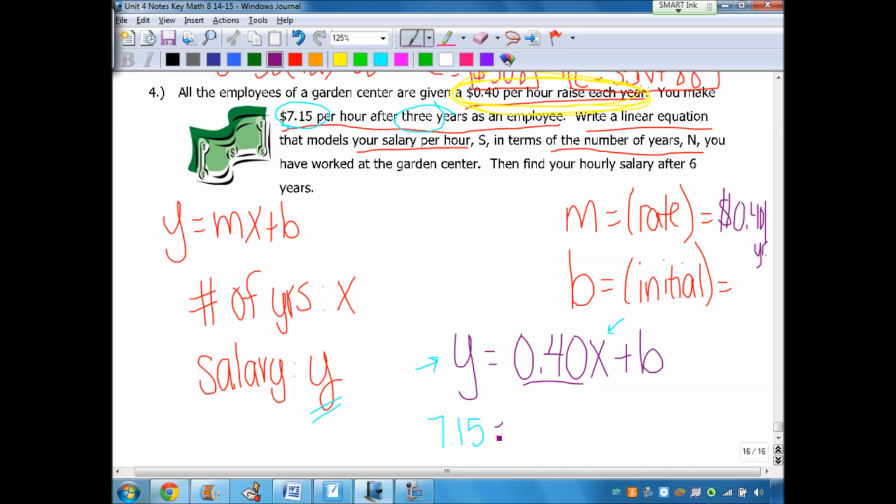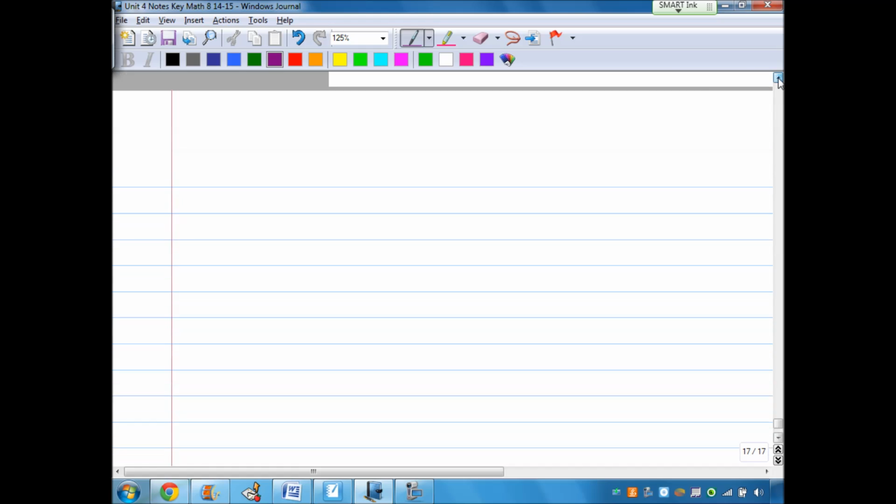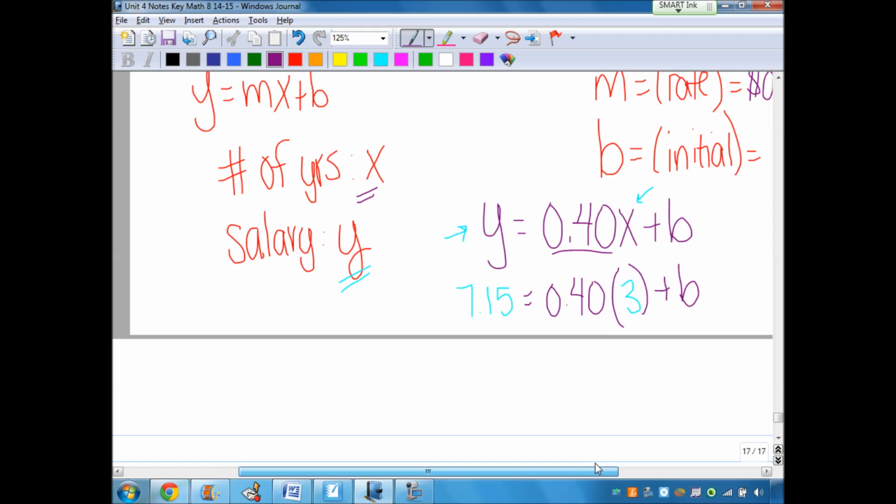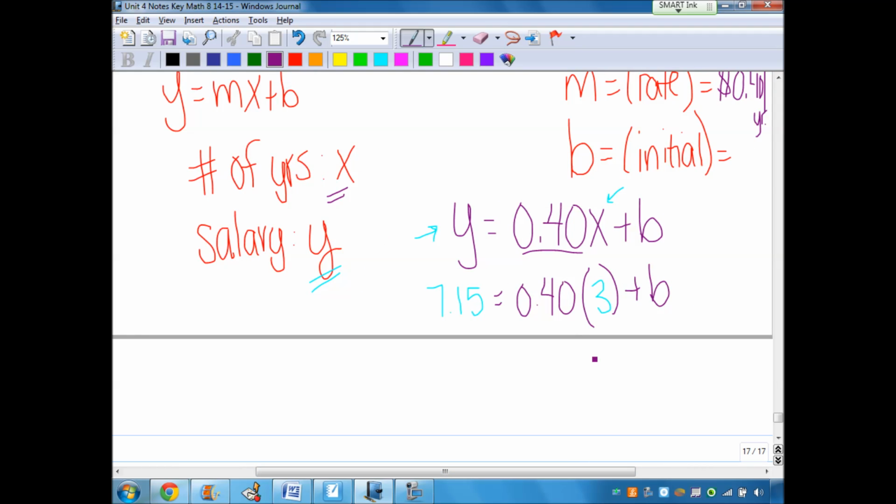And then the number of years is your x. So in this problem, it's 3 years. So I'm going to say times 3. So I'm going to replace the 3 right inside of here, okay? And then I'm going to solve for b. Well, in order to solve for b, I have to multiply 0.4 by 3. So if I were to multiply 0.4 by 3, I would end up getting $7.15 equals $1.20 plus b.